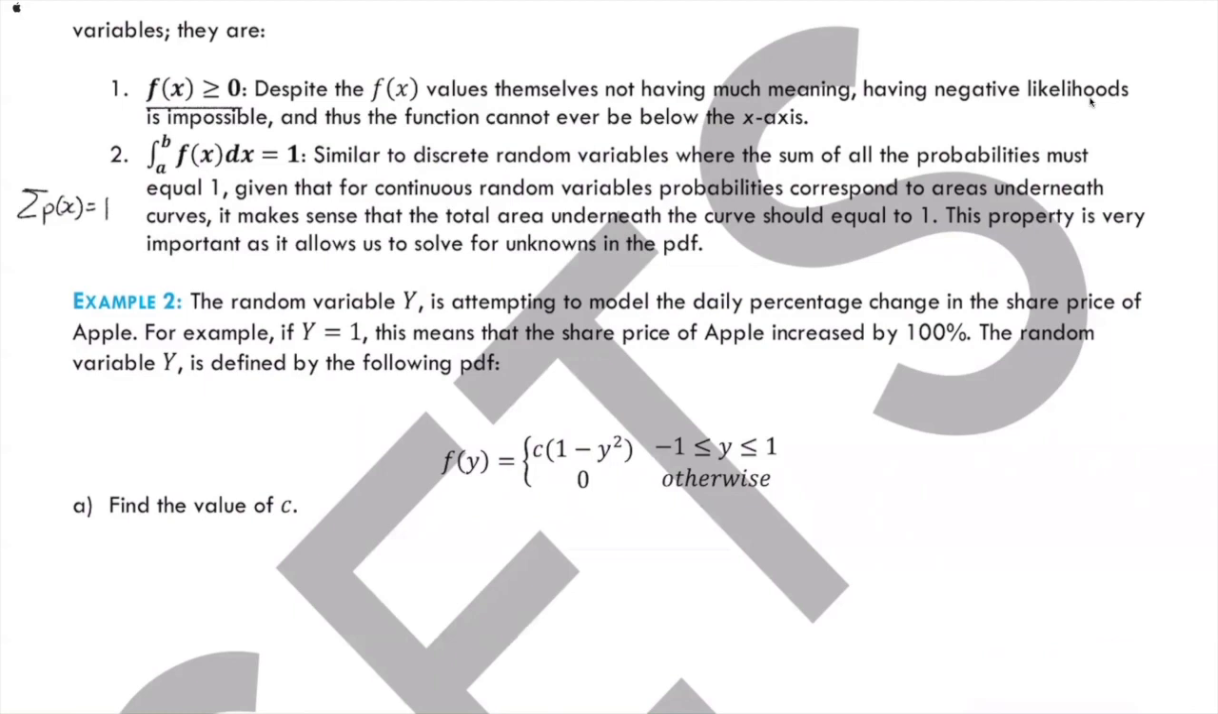Okay, so here's this. The random variable y is attempting to model the daily percentage change in the share price of Apple. For example, if y equals 1, this means that the share price of Apple has increased by 100%. This is not unlikely, right? The random variable y is defined by the following PDF. So f of y, I'm not using x's here, just as a different example, is equal to some constant times 1 minus y squared, and y is only defined from -1 to 1, which means on any day, the percentage change in Apple could be 100% or minus 100%. So it could either double in price or lose 100% of its value and drop to 0. Okay, so the first question is find the value of C.